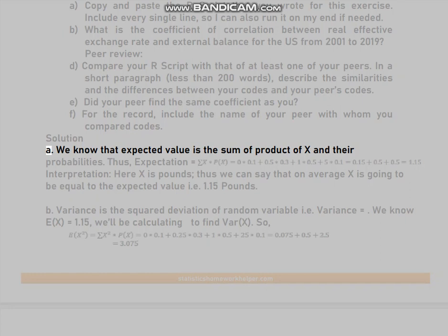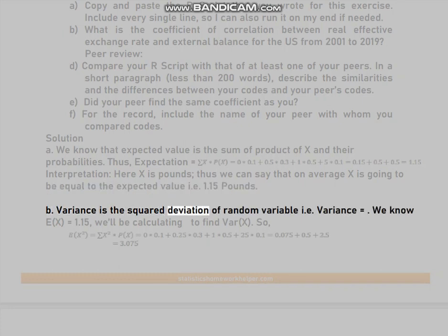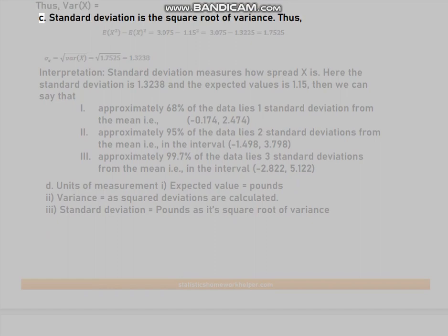Solution. A. We know that expected value is the sum of the products of X and their probabilities. Thus, the expectation equals the computed sum. Interpretation: here X is in pounds. Thus we can say that on average X is going to be equal to the expected value, i.e. 1.15 pounds. B. Variance is the expected squared deviation of the random variable. We know E(X) equals 1.15, and we will be calculating to find Var(X). Thus, Var(X) equals the computed value.